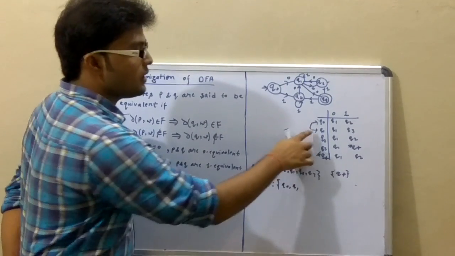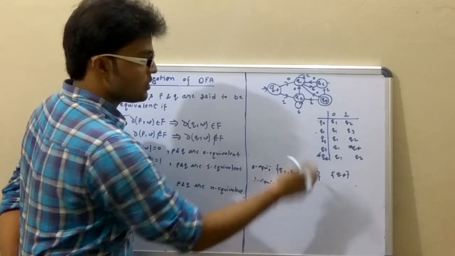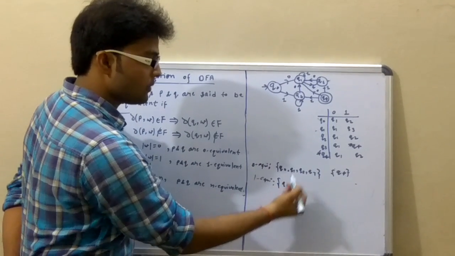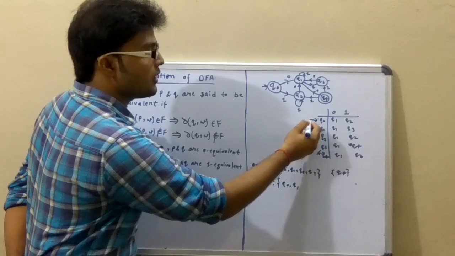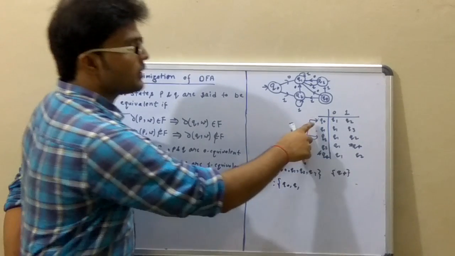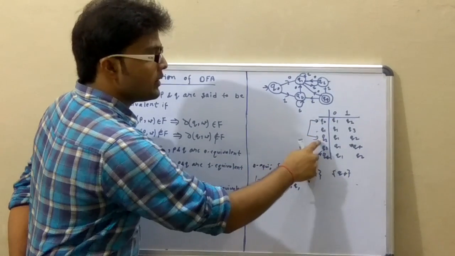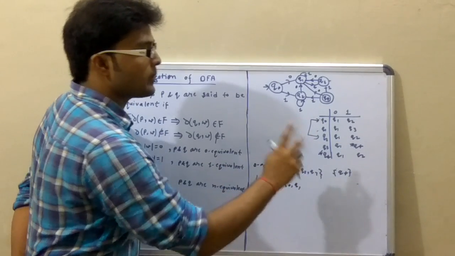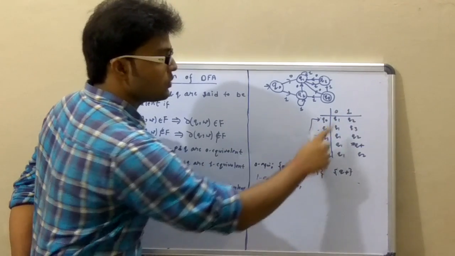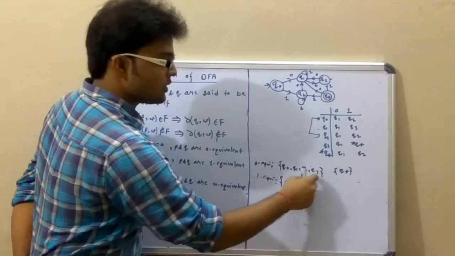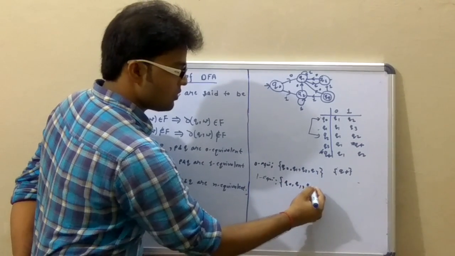Now we will check Q2. We can check Q2 with any one of them, Q0 or Q1, but let's check Q2 with Q0. Q0 on 0 goes to Q1. Q2 also on 0 goes to Q1, no problem. Q0 on 1 goes to Q2. Q2 on 1 goes to Q2, in this set, no problem. So Q2 is also 1 equivalent.